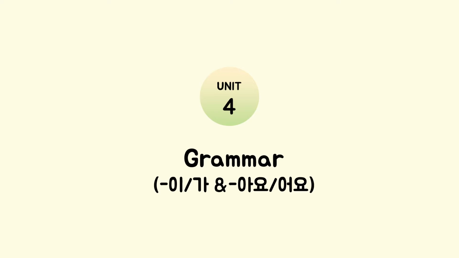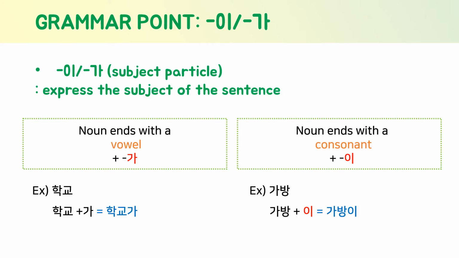Here we're going to study the grammar 이, 가, the subject particle, and 아요, 어요 ending. So first, 이, 가. 이, 가 is the subject particle, and what they do in a sentence is express the subject of the sentence. So for conjugation, if the noun ends with a vowel, you add 가. If the noun ends with a consonant, you add 이.